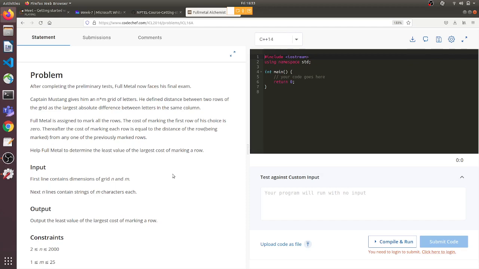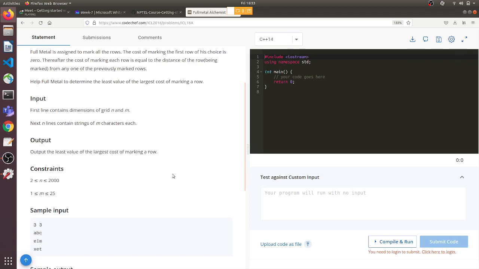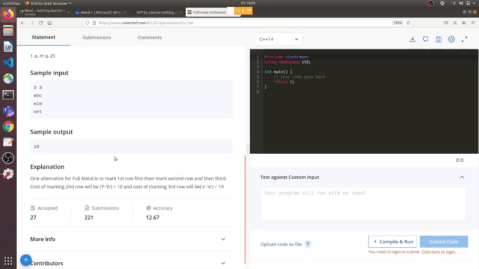Sure. As I understand, we have a grid. Can we move to the sample? Yeah. Let's say we have this grid ABC. Then just a second, I'll open it. Okay. Yeah. So we have ABC, ELF, XET. And now what we have to do, so for any two rows, the difference between them is kind of the maximum. Was it maximum? Just a second. I'm kind of confused here.